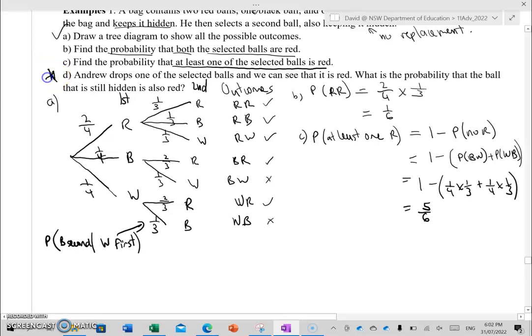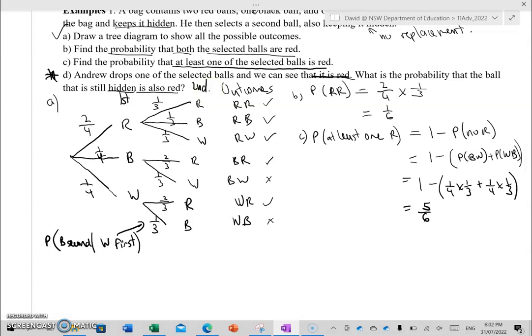This question's an interesting one, D. I like this question. So Andrew drops one of the selected balls. We can see it is red. What's the probability that the ball still in his hand is also red? The first thing is we don't know which ball he dropped. Did he drop the first ball or the second ball? We don't know. But all we know is that he's dropped a ball and it is red.